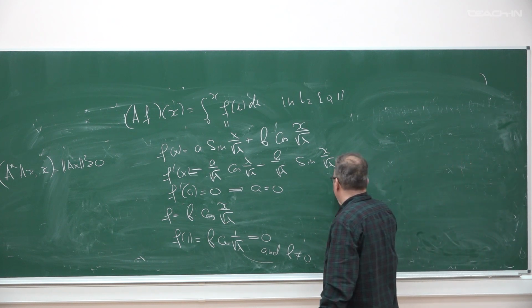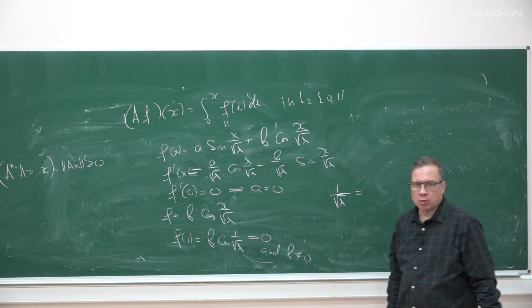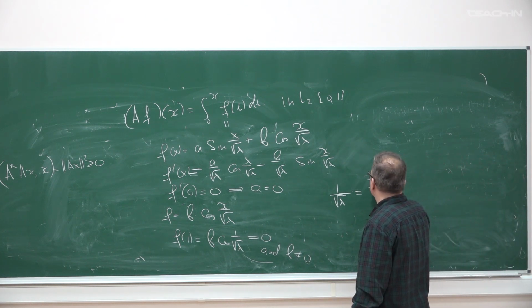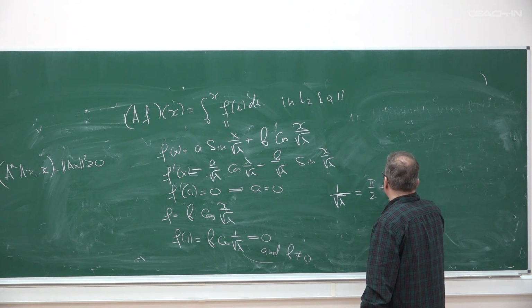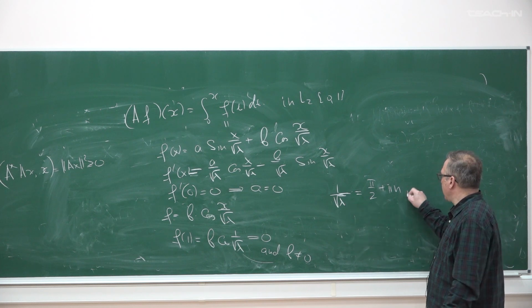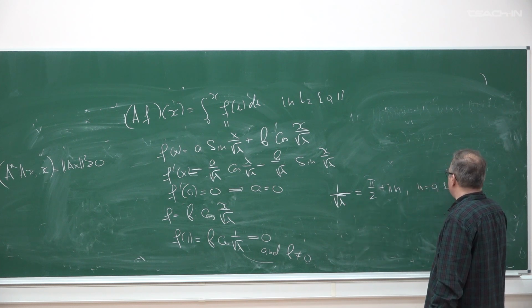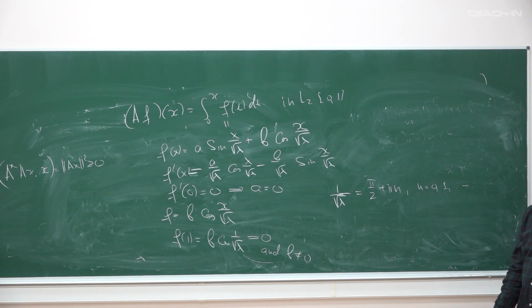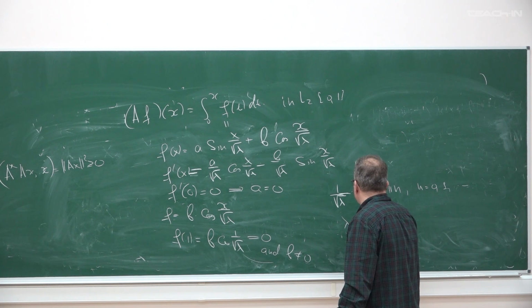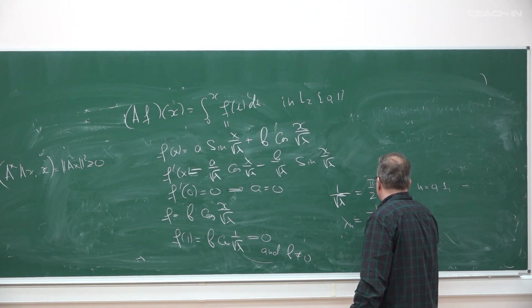Then, at what point is cosine 0? Pi over 2 plus pi n. And lambda is positive, so n equals 0, 1, etc. The numeration starts from 0. So we can enumerate lambda n equals 1 over (pi over 2 plus pi n) squared.